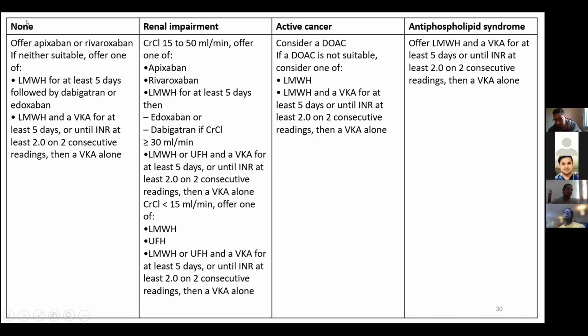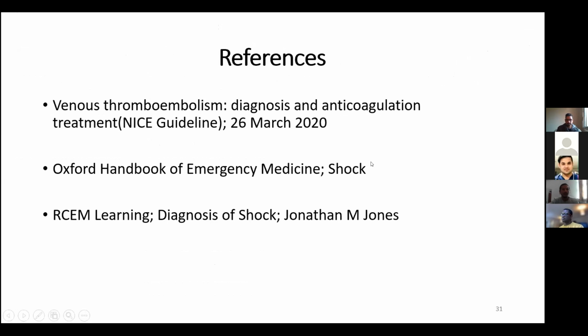This is the summary of the dose of anticoagulant we should prescribe to the patient. The first column is for generally healthy people. The second one is for renal impairment, the third column is for active cancer, and the fourth one is for antiphospholipid syndrome. You can go through this, I won't read through it. So these are my references.